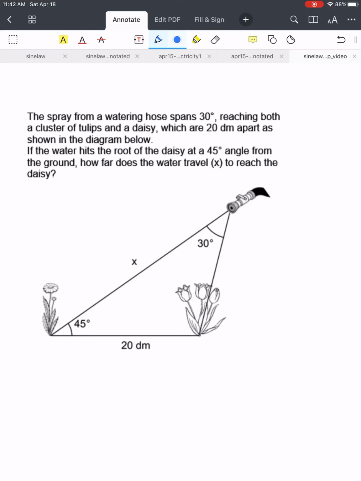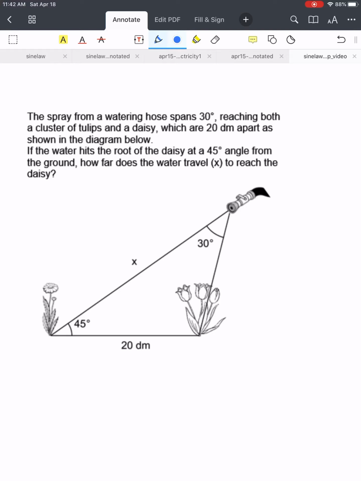Let's look at some application questions about the sine law. The first question says the spray from a watering hose spans 30 degrees, reaching both a cluster of tulips and a daisy, which are 20 decimeters apart, as shown in the diagram below. If the water hits the root of the daisy at a 45-degree angle from the ground, how far does the water travel to reach the daisy? So we're looking for x here.